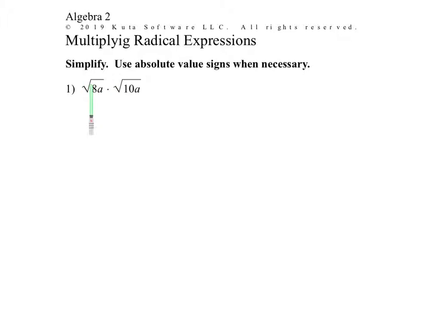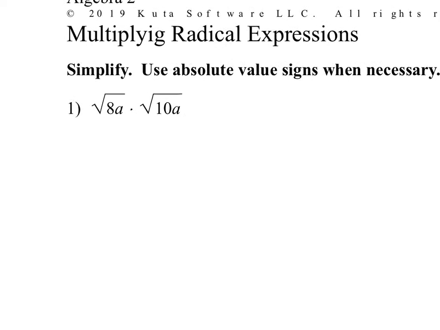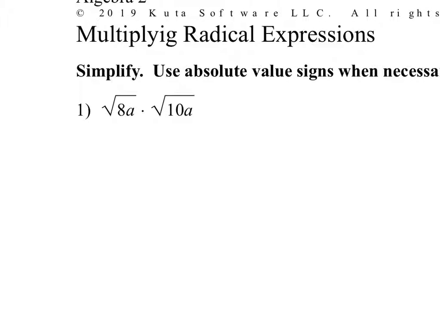So in this case, we have two square roots. My first step is that I'm going to check if I can simplify any of the square roots. So in this case, 8a, I can simplify as 4 times 2 times a, times 10a. 10a I cannot simplify anymore. So the square root of 4 is the same as 2, so 2 square root of 2a times the square root of 10a. Right? So now I can multiply.